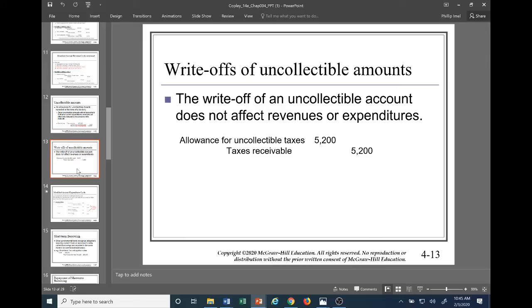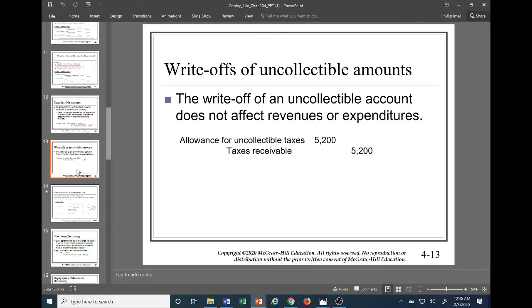So we're going to debit the allowance for doubtful taxes by $5,200 and credit taxes receivable. So all we've done is reduce the allowance by $5,200, not $52,000. I think I said that wrong the first time. And we've reduced taxes receivable by $5,200. Does that make sense? The allowance is now reduced by $5,200, and remember that taxes receivable is an original debit. Well, we just credited it, so we've reduced that asset as well. So in essence we've written off part of that asset. Does that make sense? Yes.